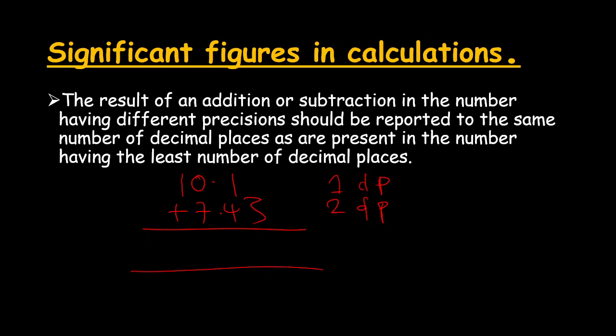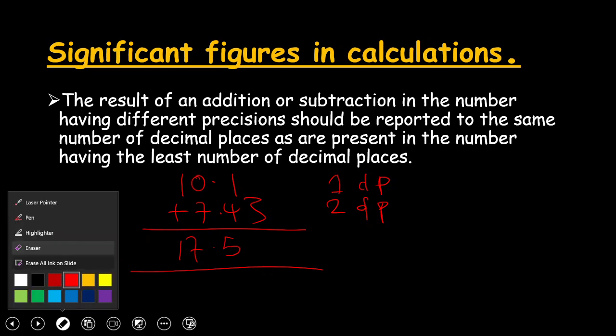We are getting it from where? From these two numbers that we are performing calculations on, the one with the least number of decimal places, which is 10.1. Therefore, our answer would have the number of decimal places equal to that of 10.1. So our calculation, instead of being 17.53, our answer would be 17.5. Okay, we are good.